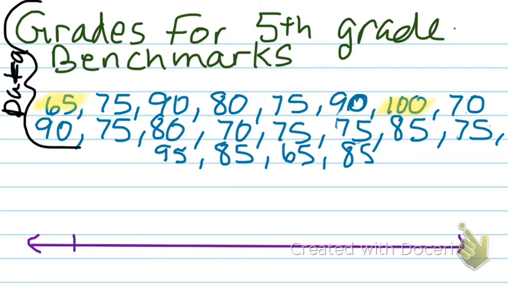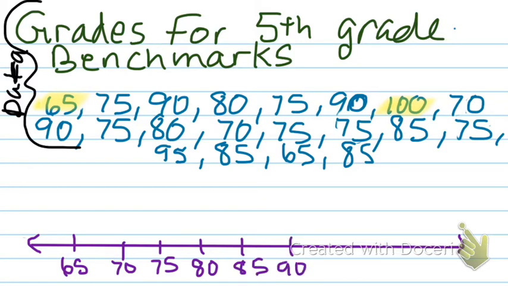So I'm just going to start with 65, 70, 75, 80, 85, 90, 95, and 100. All right, so I've got my values listed on my number line. Now, there's a couple of different ways you could do this. You could go through and organize your data from least to greatest to make it easy. Or you could just start putting a dot for each different data point as you come to it.